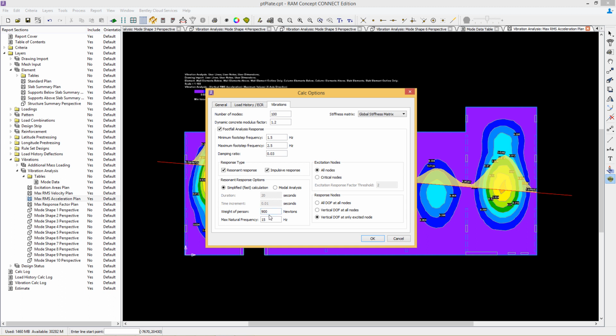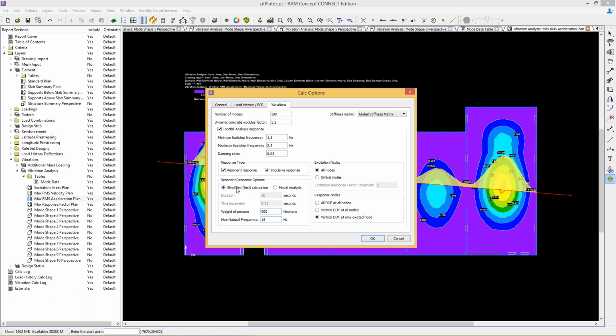So a couple other things that are notable here. For the resonant response, we can set the maximum natural frequency we want to consider. This is not likely to have much influence over the calculations. It might make them a little faster. It just excludes the higher frequency modes from the resonant calculation. And we also can input the static weight of the person. So this is the static load that will be used to calculate the resulting dynamic loads.